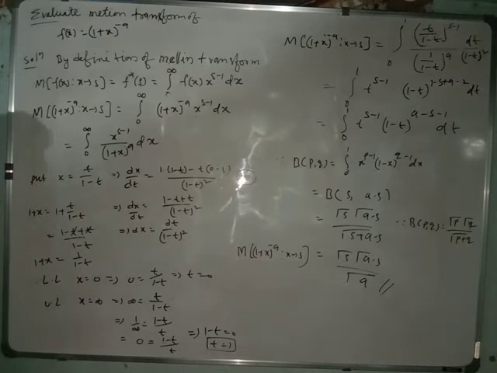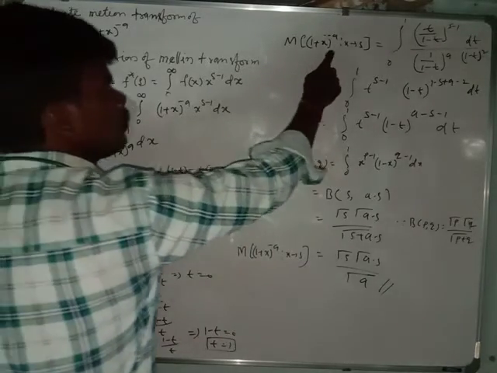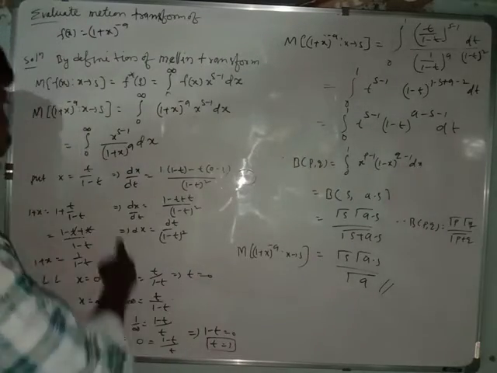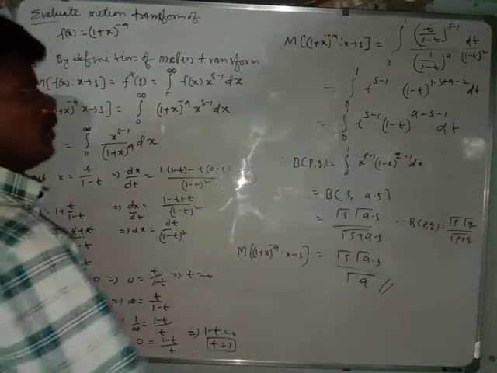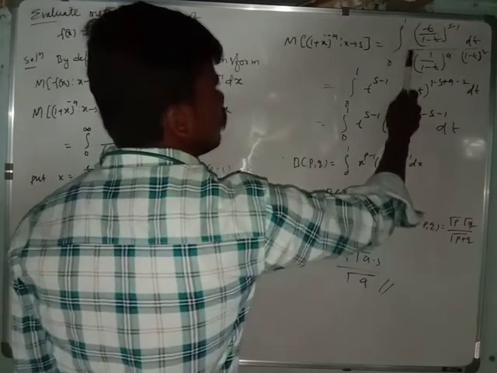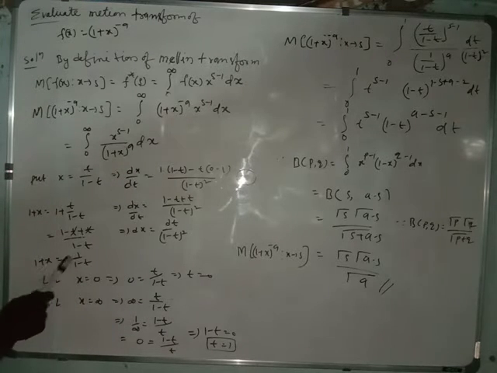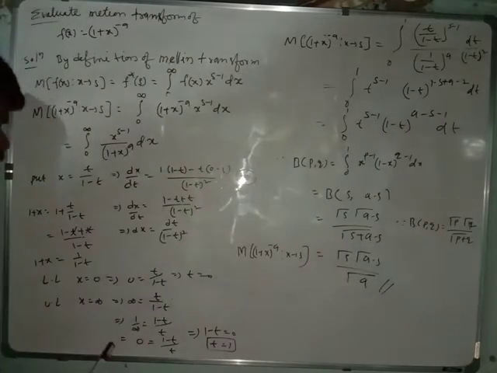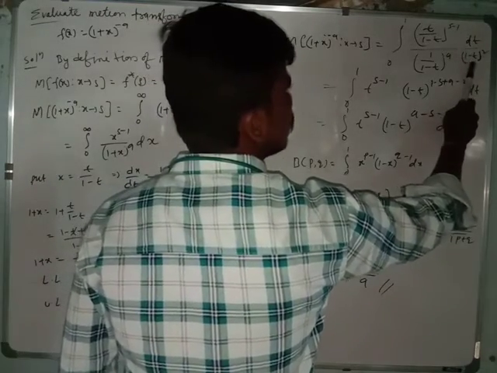Substituting these values in this equation, the Mellin transformation of (1 plus x) whole power minus a is equal to the integration with lower limit 0 and upper limit 1, where the x value is (t by 1 minus t) whole power s minus 1, divided by, what is the value of 1 plus x? It is (1 by 1 minus t) whole power a. What is the dx value? The dx value is dt by (1 minus t) square.